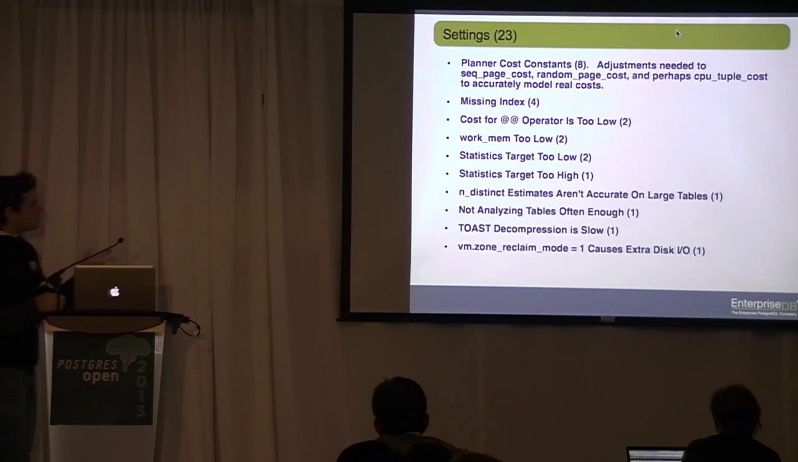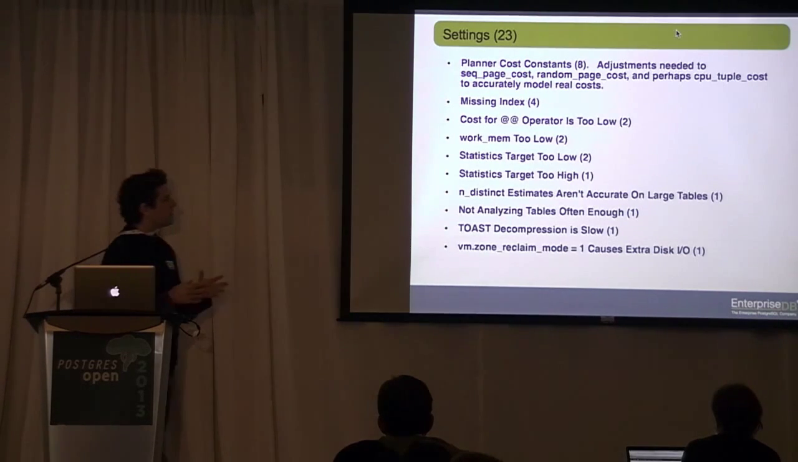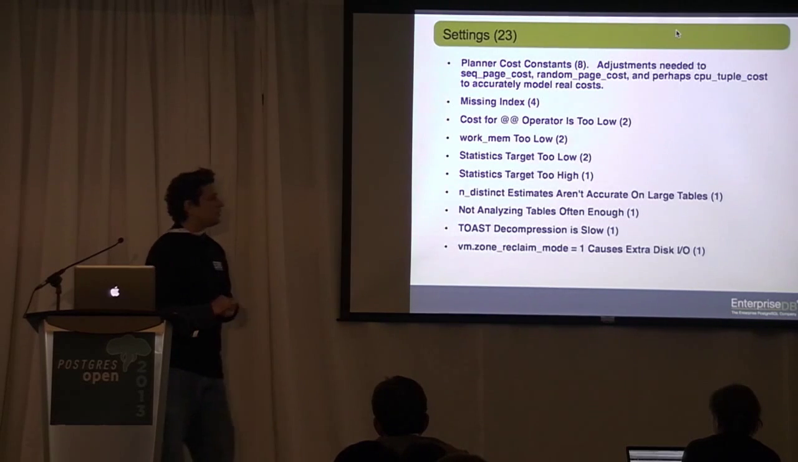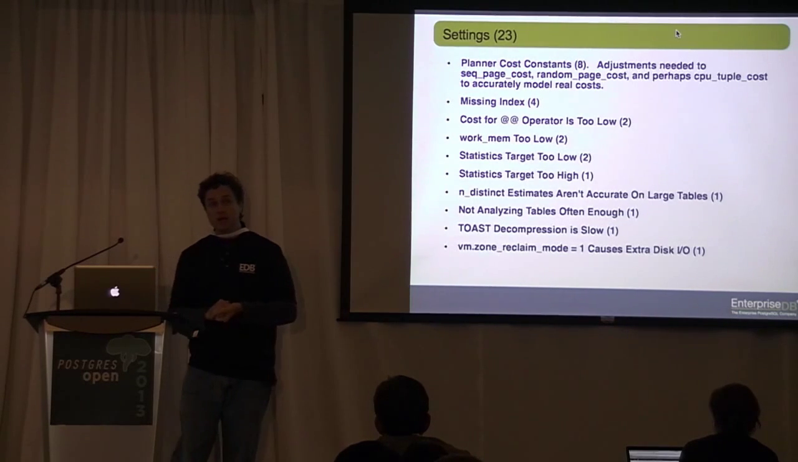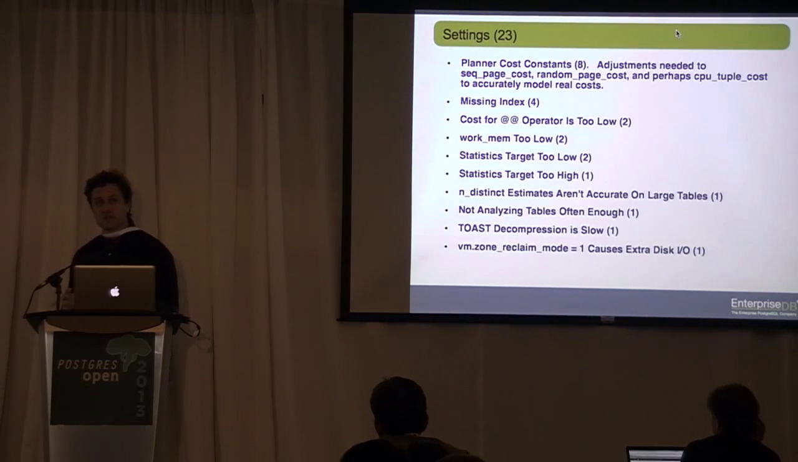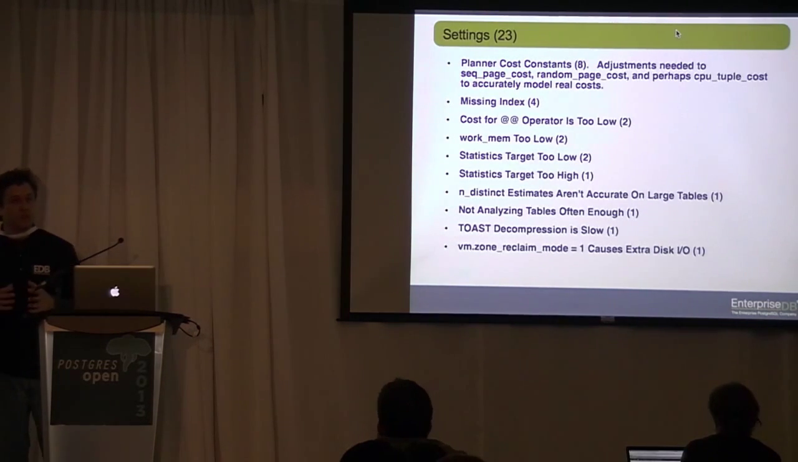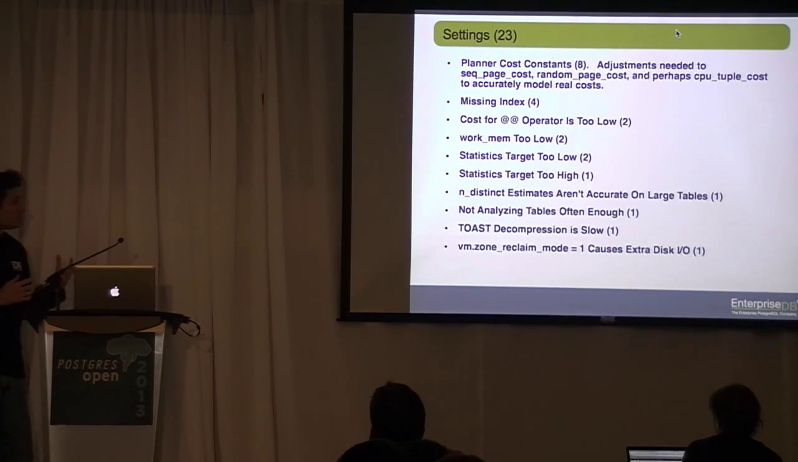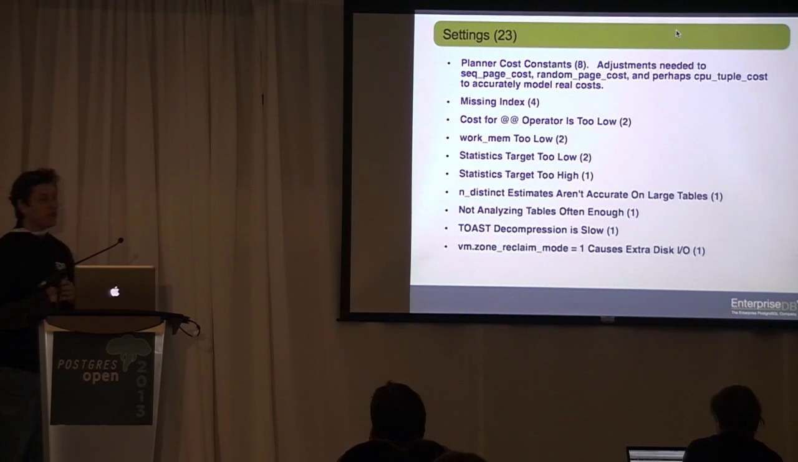There's also something called the statistics target, which can be configured system-wide or on a per-table basis. There were 2 reports of it being too low, where the query planner didn't have enough information about the actual distribution to figure out the best possible query plan. And when you raise the statistics target, at least for the relevant tables, then it did get the right plan.